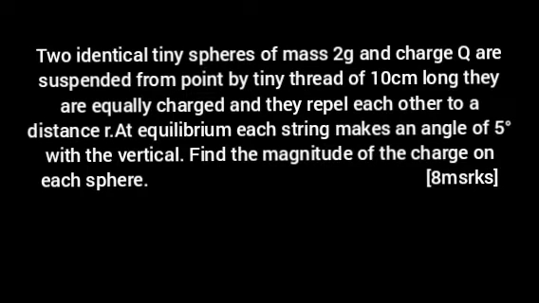Alright, so this question is from static electricity, and it says two identical tiny spheres of mass 2 grams and charge q are suspended from a point by tiny threads 10 centimeters long. They are equally charged and repel each other to a distance r. At equilibrium, the string makes an angle of 5 degrees with the vertical. Find the magnitude of the charge on each sphere.